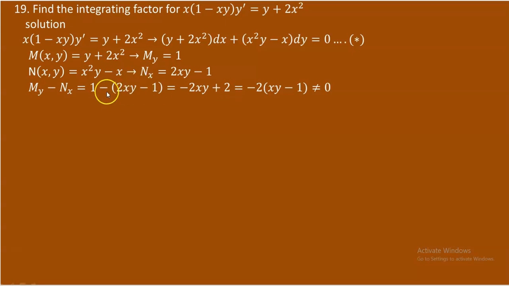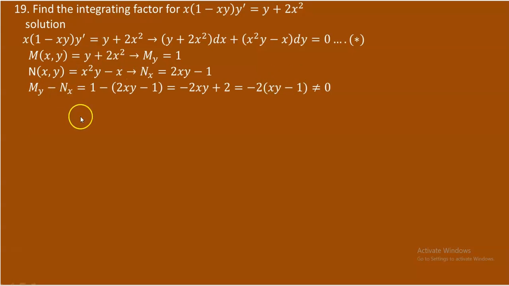Negative makes 1, 1 plus 1 makes 2, minus 2xy plus 2 can come. So this basically is, you see, different from 0. You see, students, this is different from 0. Had it been 0, this would have been exact. But for the time, it's different from 0, so it is a non-exact differential equation.